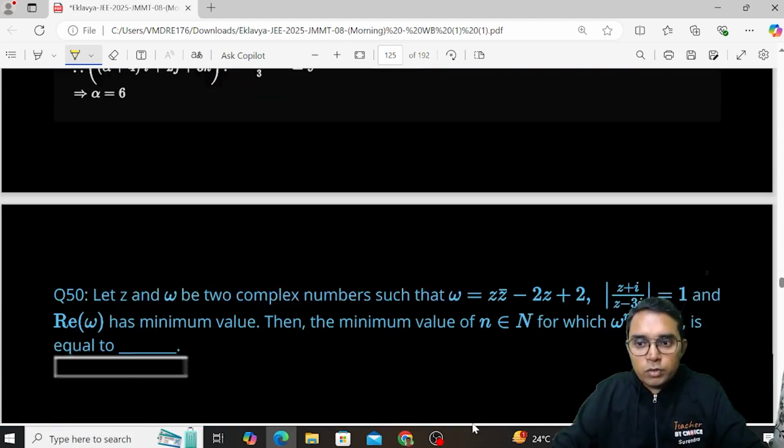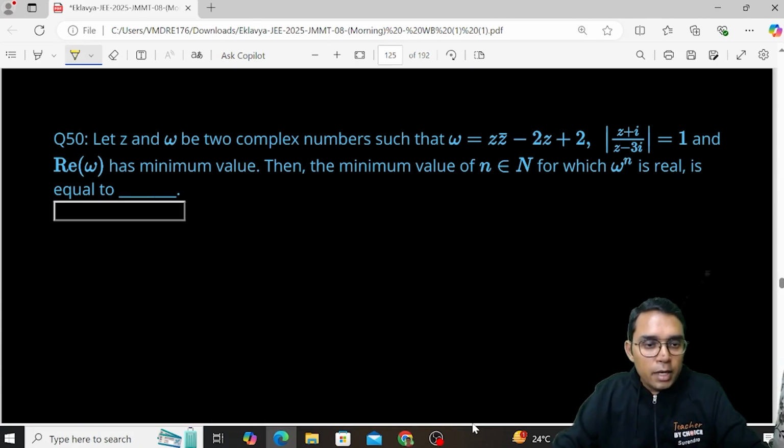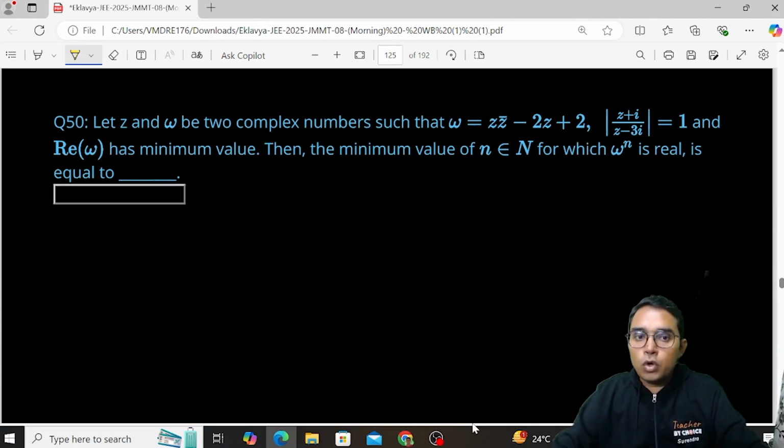Okay, now coming to the last question, that is 50th. Here we are given z and omega, two complex numbers such that omega is equal to this thing and this mod is equal to 1.